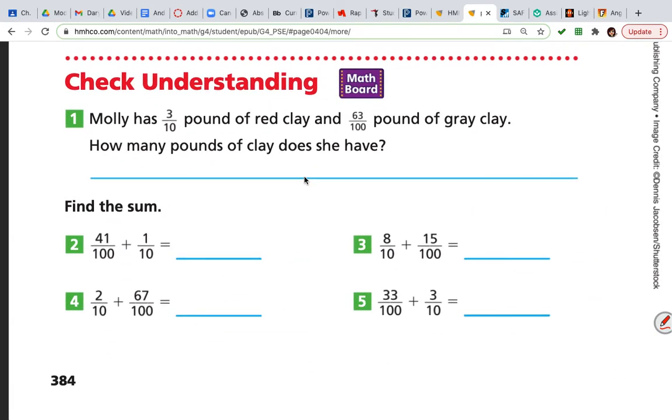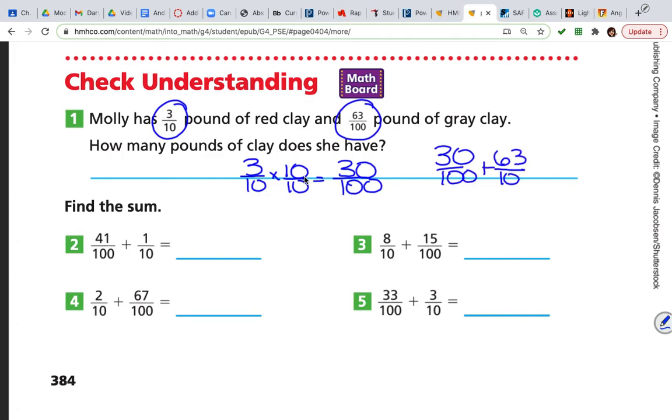For question number 1, Molly has 3/10 pounds of red clay and 63 hundredths pounds of gray clay. How many pounds of clay does she have? Well, we can say 3/10 times 10 over 10 equals 30 hundredths. So now we know that she has 30 hundredths of red clay. We want to add 30 hundredths plus 63 hundredths. So 63 plus 30 is 93 hundredths of clay. All right, number 2, we have 41 hundredths plus 1/10.